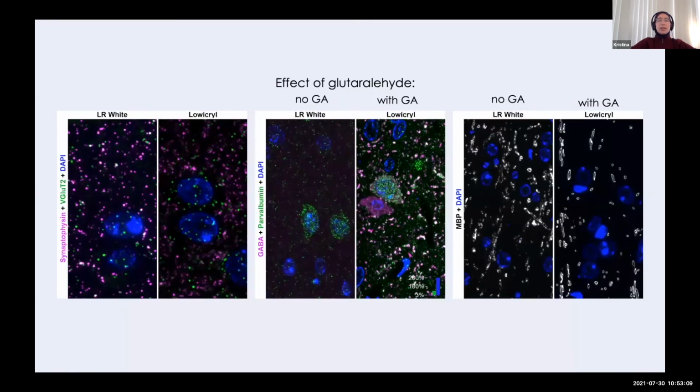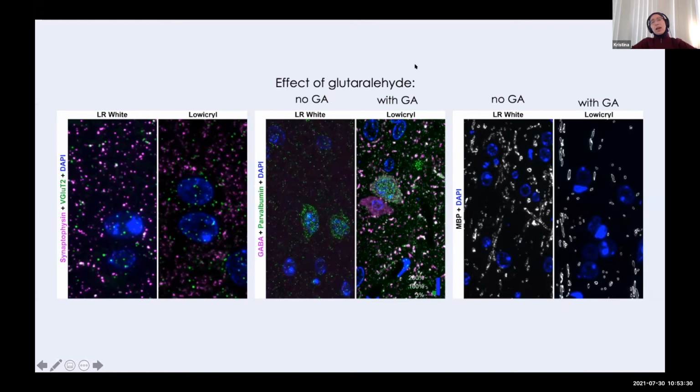There are some, as I mentioned, about a quarter of the cases, where you would end up with antibodies that could not work with Lowicryl. This was an antibody against VGLUT2 that labels only some of the excitatory synapses, and with LR White you see nice colocalization in some synaptic contacts, but we don't see that with Lowicryl.